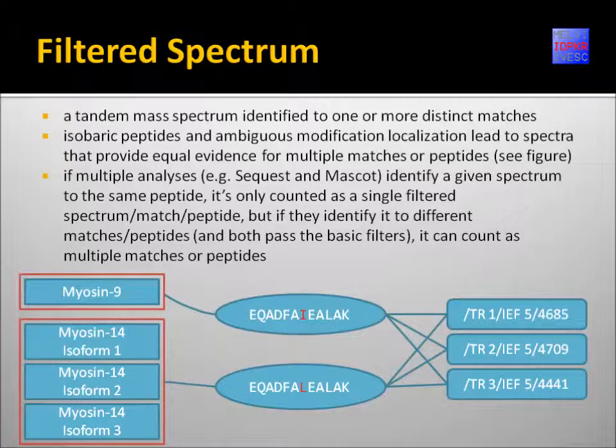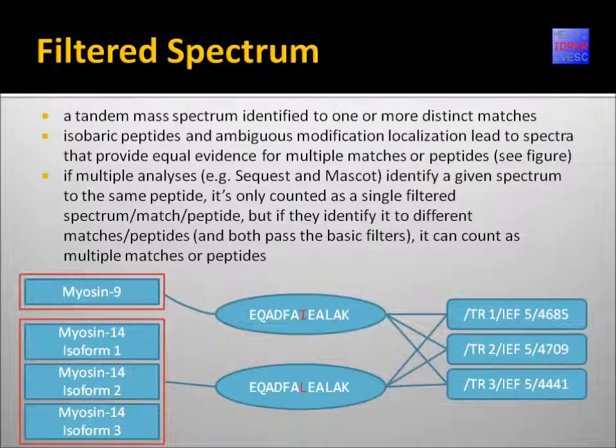A filtered spectrum is one that has passed IDPicker's filters, which are covered in another tutorial. Those filters aren't just at the PSM level, it includes the effects of protein level and peptide level filtering as well. As you can see in the example given here, isobaric residues can often lead to ambiguity of the identifications of a spectrum. All 3 spectra provide equal evidence for both peptides, and thus also to the 2 protein groups highlighted in red.